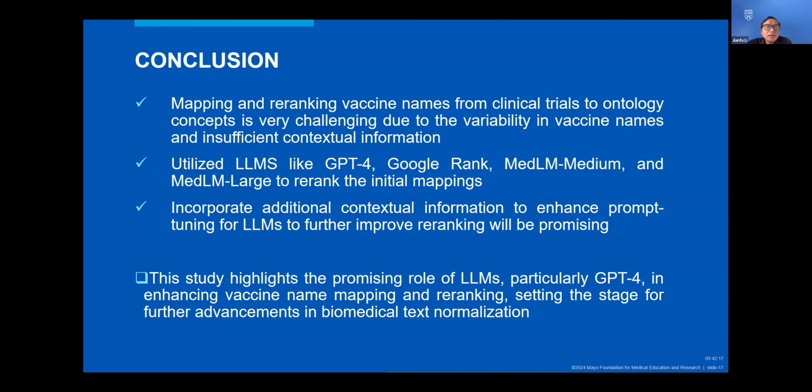So in conclusion, mapping and re-ranking vaccine names from clinical trials to ontology concepts is very challenging due to the variability in vaccine names and insufficient contextual information. Utilizing neural network models like GPT-4, Google Rank, and MedLM-Medium and Large to re-rank the initial mappings, and incorporating additional contextual information to enhance prompt tuning, can further improve the re-ranking. So this study highlights the promising role of neural models, particularly GPT-4, in enhancing vaccine name mapping and re-ranking, setting the stage for further advancements in biomedical text normalization.